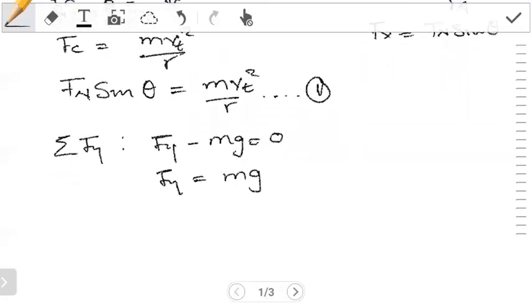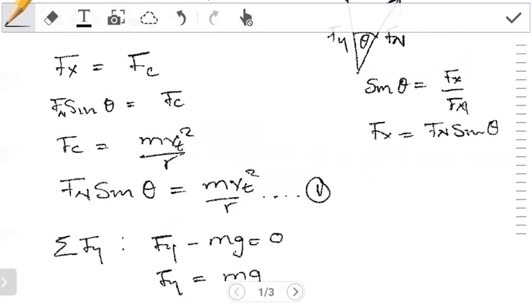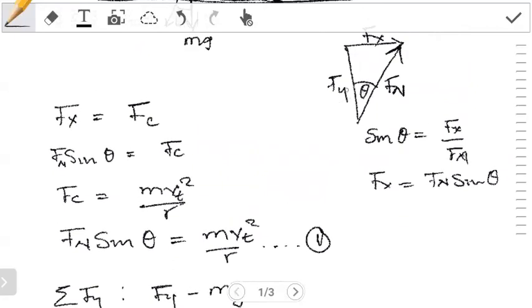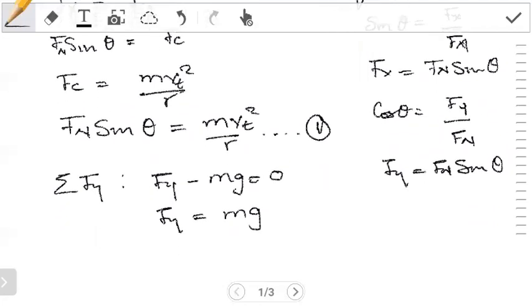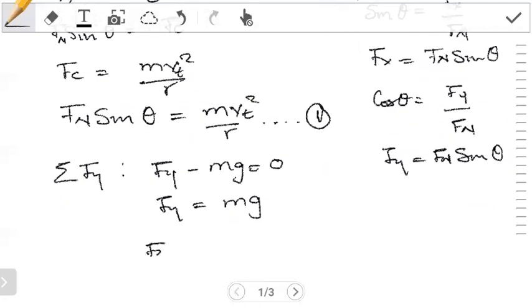Now, if we go back to our diagram here, Fy is this one. So it's related to the side by cos. So you see that cos theta is equal to the adjacent, which is Fy, over the normal force, the hypotenuse. So from here, we see that Fy is equal to the normal force multiplied by sine theta. So when you substitute here, we now have Fn sine theta is equal to mg. So this becomes our second equation.